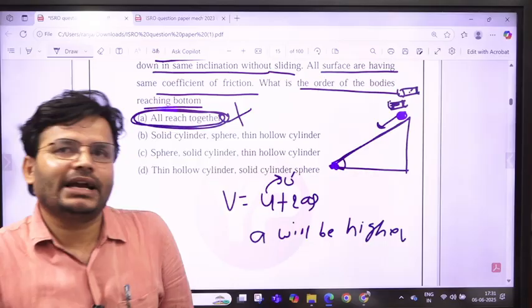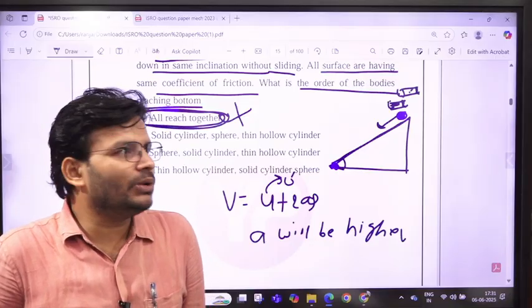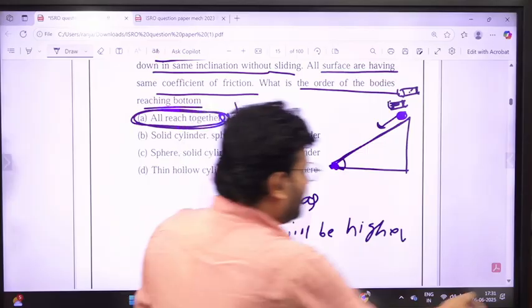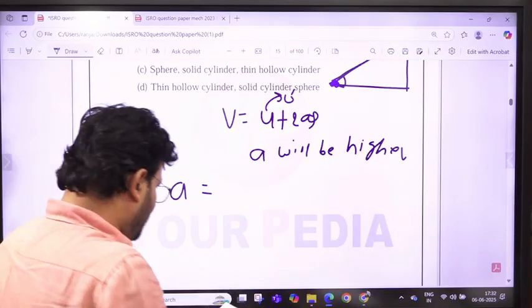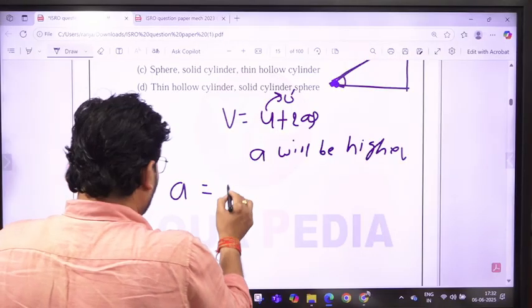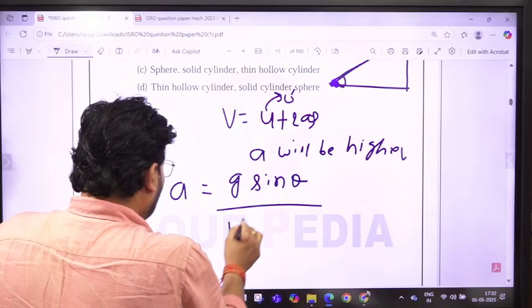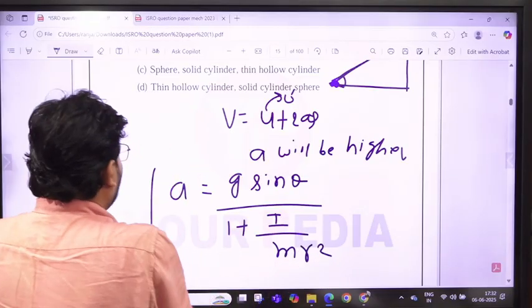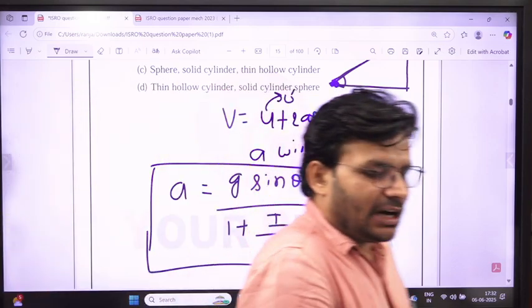Now the question is how I can calculate a in that case, my dear friends. I want to give one formula for calculating a in this situation. If you can remember it, well and good, otherwise no need to worry. The conclusion is that you have to remember: a equals g sin theta upon 1 plus I upon m r squared. That is the acceleration that you can get.